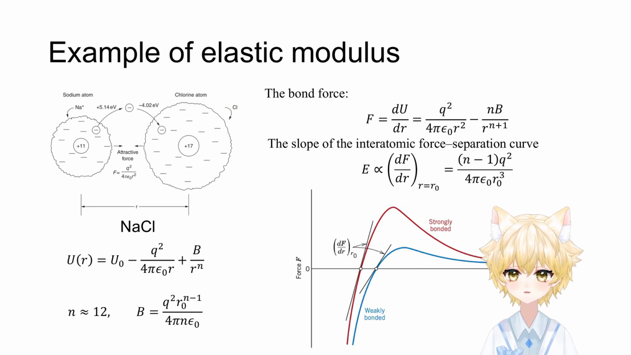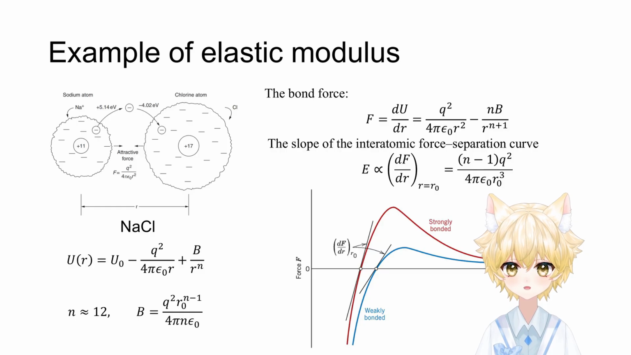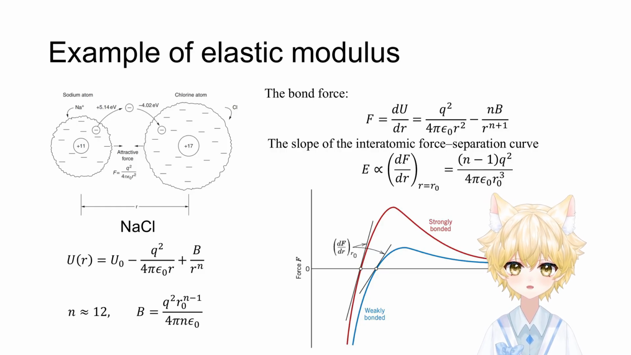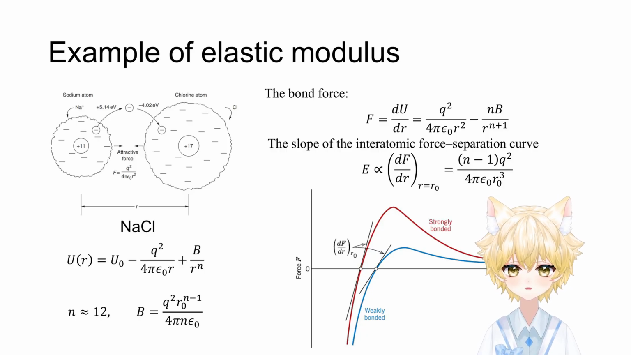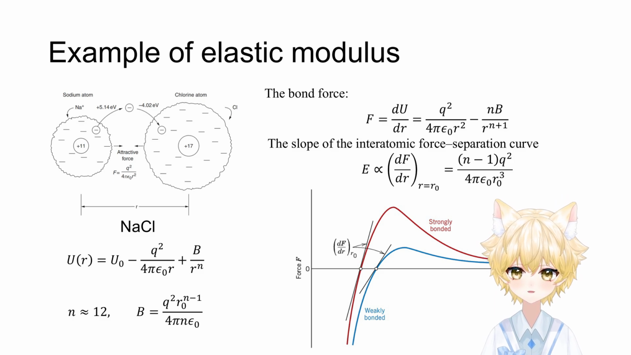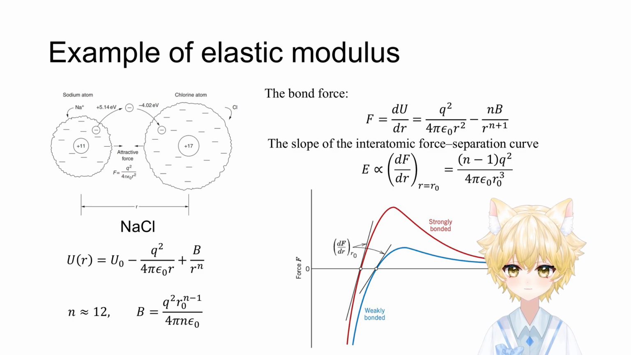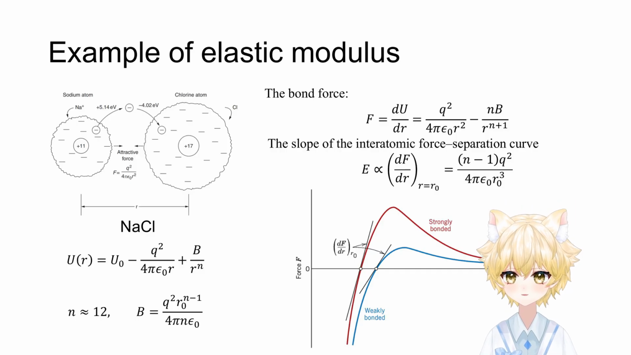Using sodium chloride as an example, its interatomic potential energy can typically be written in this form. Please note that the attractive potential energy here is represented as Coulomb attraction, which is a very simplified expression. The actual interatomic potential energy may be far more complex than this form, but since we just use it for illustration here, it's acceptable.